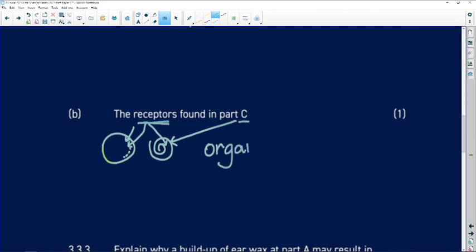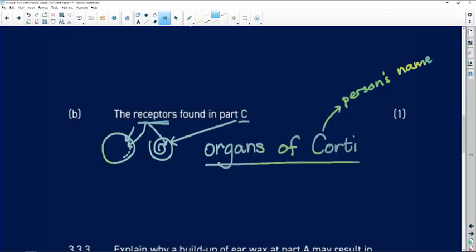Remember that they have a slightly more complex name, organs of Corti. Corti with a capital C because it's actually a person's name. Probably one of the first scientists to either locate those little cells or work out what they did. So our organs of Corti are synonymous with our rods and cones in the eye. They are the receptor cells for hearing in the ear.